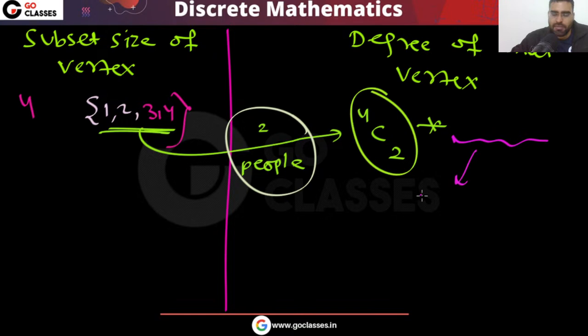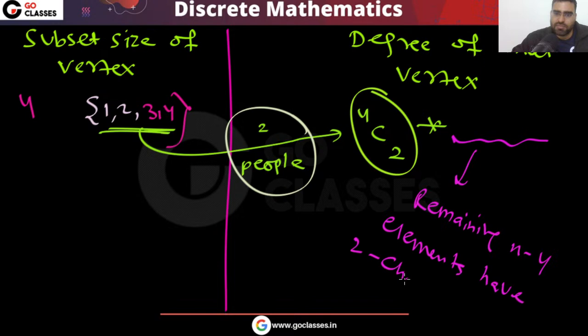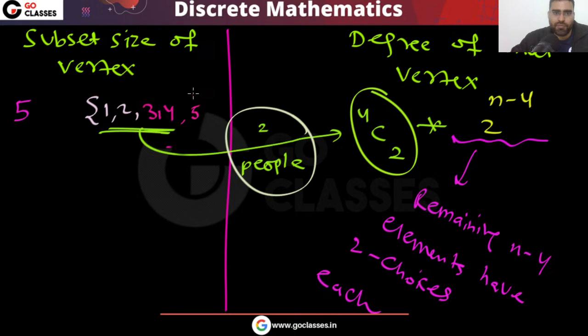The remaining n minus 4 elements have two choices each. The same thing will repeat if you take size 5: from these 5 you select 2, and the remaining n minus 5 people have two choices each, and so on.